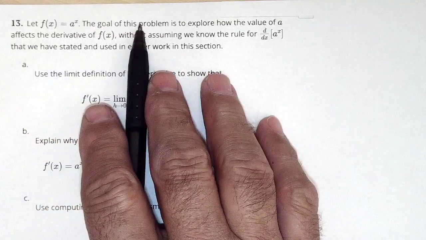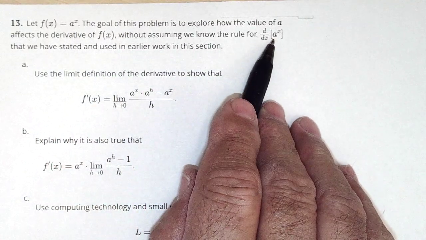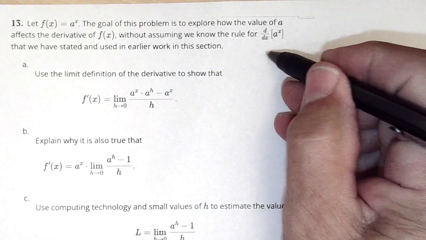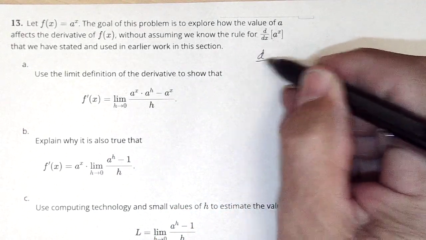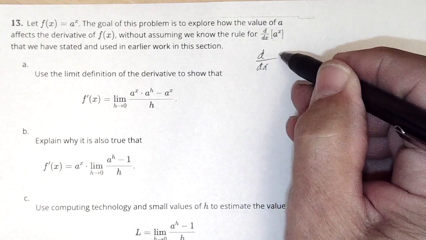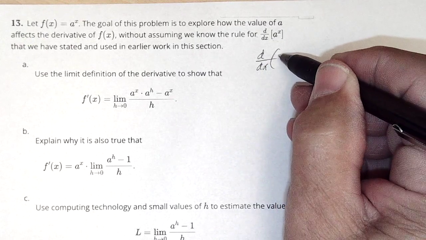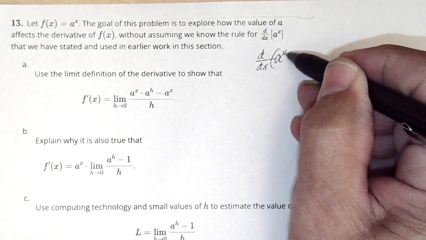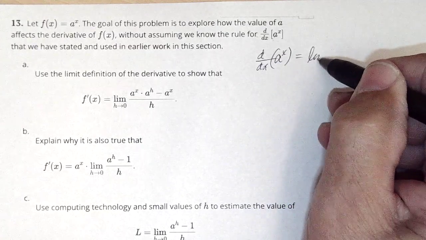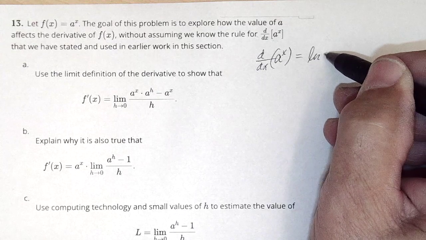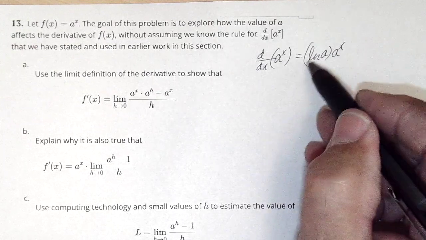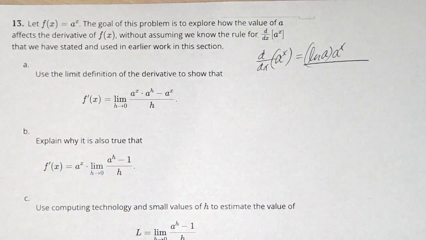If we have a to the x, we're trying to find out what the derivative of a to the x is. And we already know that the derivative, as a function of x, of some constant like 2 or 3 or 5 or e or whatever, a to the x is ln a times a to the x. Now they're going to try to help you see that.